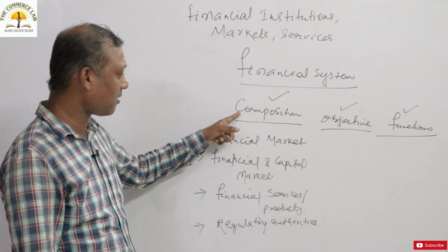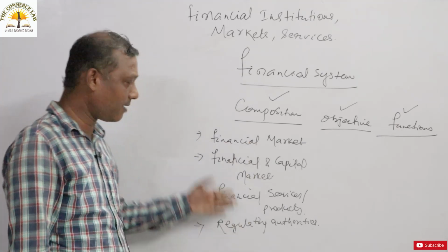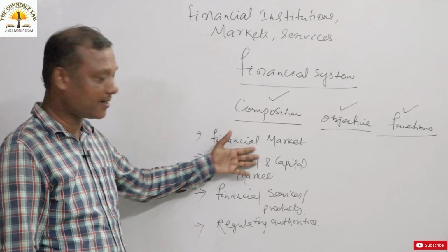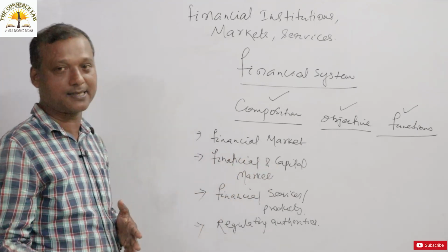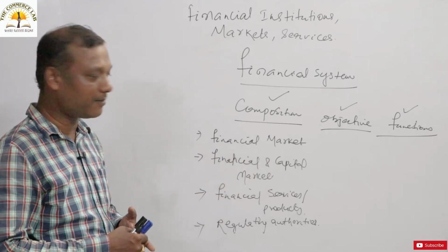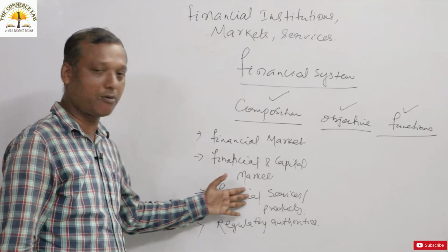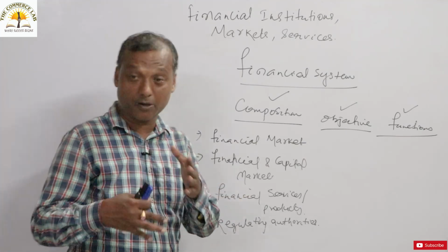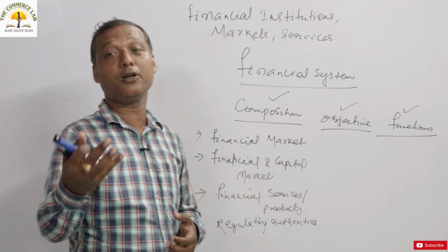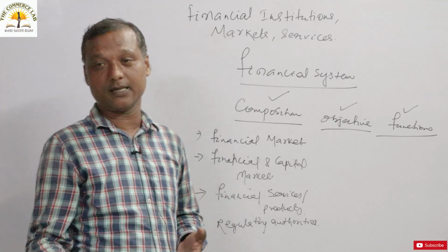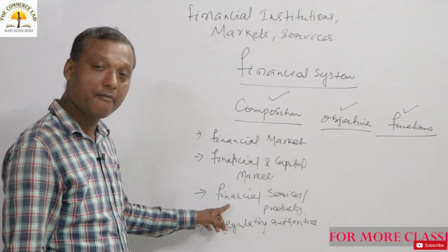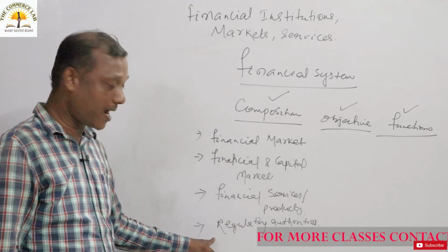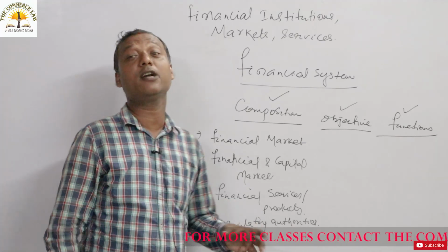When you talk about the composition of the financial system, first comes your financial market. Second comes your financial and capital market, like banks and non-banking financial intermediaries. In the third point, you will study about financial services, the financial products they are providing, like, for example, different types of deposits, share markets, different types of debentures, different types of mutual funds. We will study financial services. Then in the last part, we will study your regulating authority.